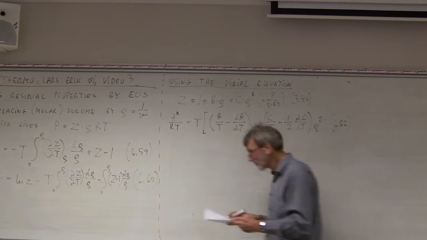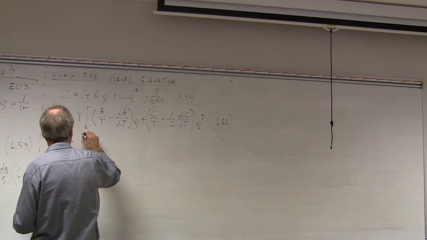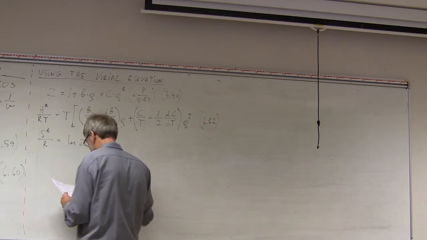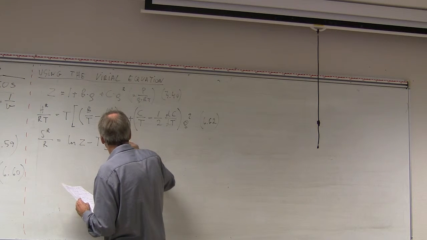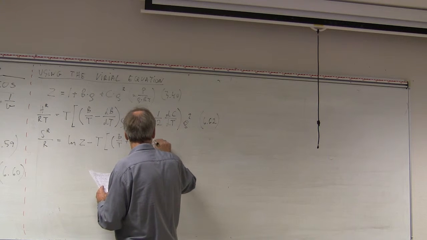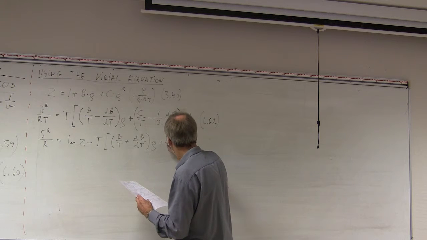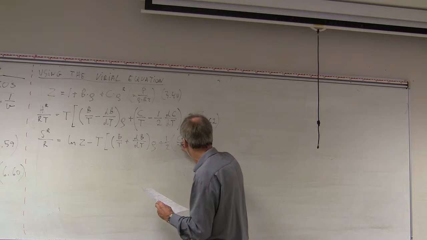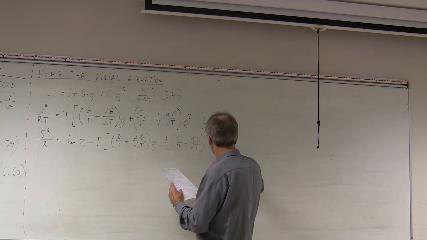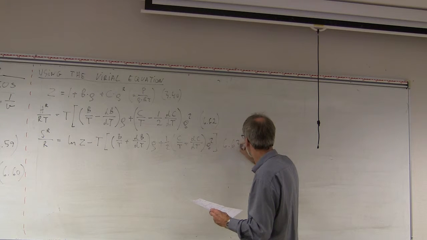And a similar equation for the residual entropy is ln Z minus T times B over T plus dB/dT times rho, plus half of C over T plus dC/dT times rho squared, which is 663.